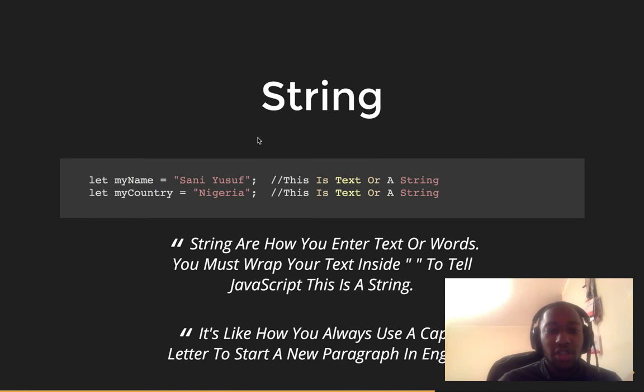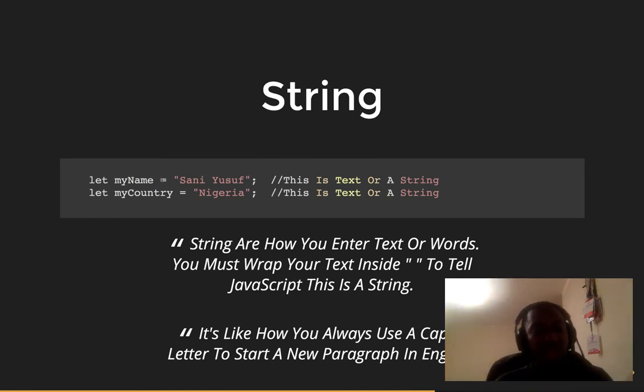Now let's go to strings. Strings are like text, because we want to be able to enter not just numbers when we're programming. We want to also say text. We want our code to say hello Sunny. But you need to differentiate what a text is from what a number is.